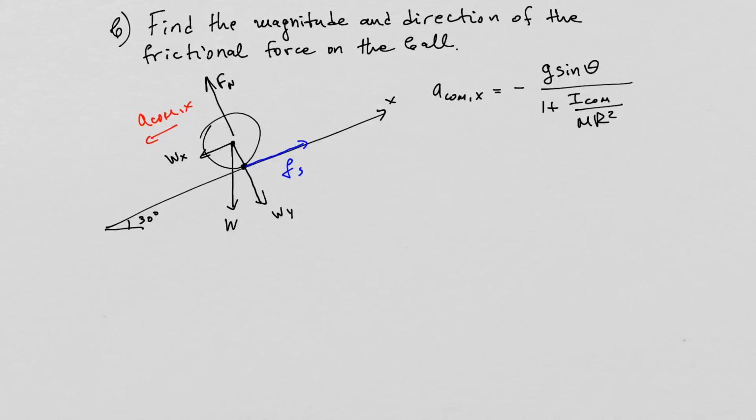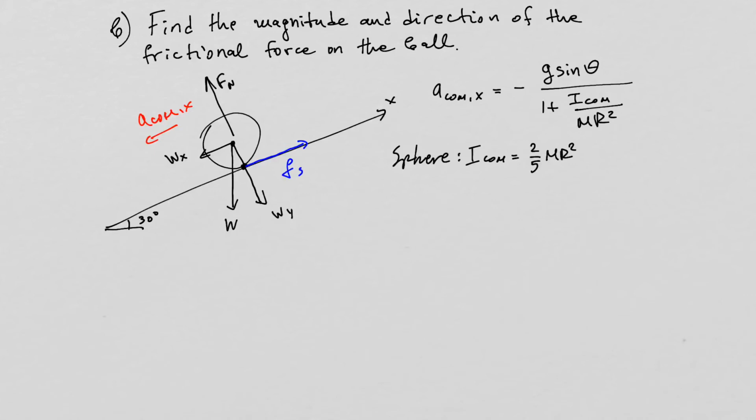The general expression for a_x that we got in the lecture is minus g sine of theta divided by 1 plus I divided by mr squared. So here I can calculate the acceleration of the center of mass for any object that is rolling down the incline, provided that I know the angle of the incline and I know also the moment of inertia of that object about an axis through the center of its mass.